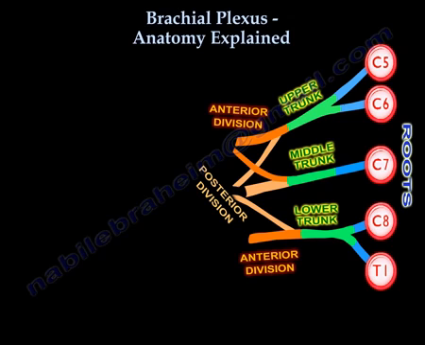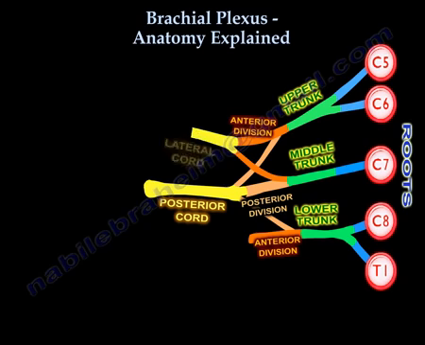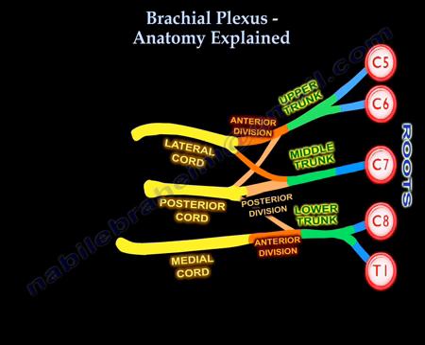Here is the most important point. The 3 posterior divisions unite to form the posterior cord. This is, for me, the cornerstone of the brachial plexus, that posterior cord. So what happened to the 3 anterior divisions? The upper 2 anterior divisions unite to form the lateral cord. The lower anterior division forms the medial cord.